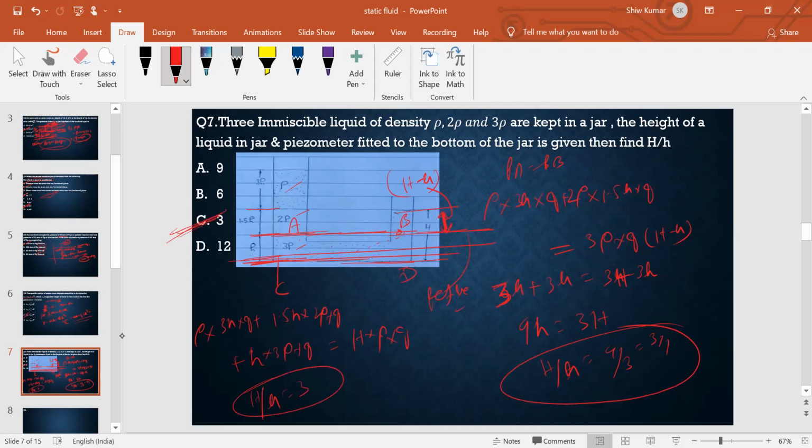I'll keep this much only for today. In the next class, we will discuss problems based on the piezometer, U-tube manometer, differential U-tube manometer, and single column manometer. In the next video, we will cover the concept behind them and numerical questions based on that. These are all previous year question paper questions. So thank you everyone.